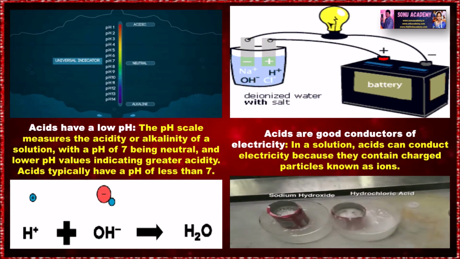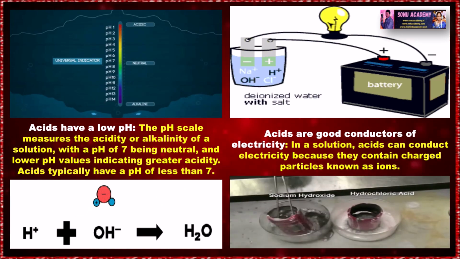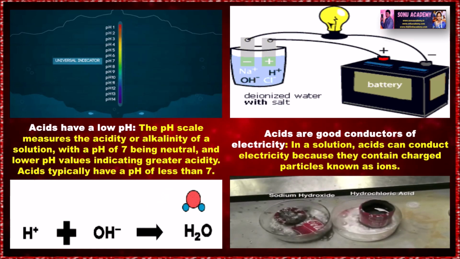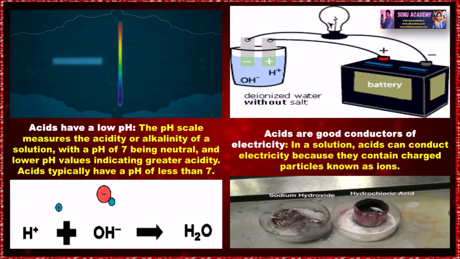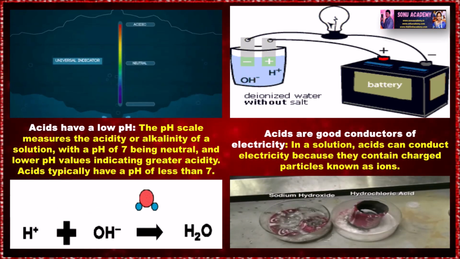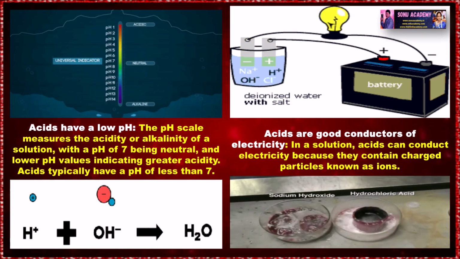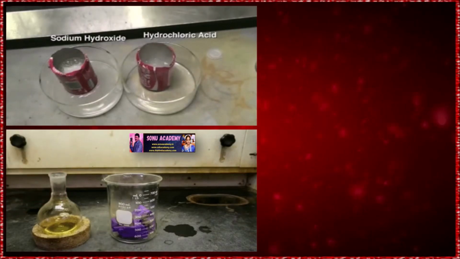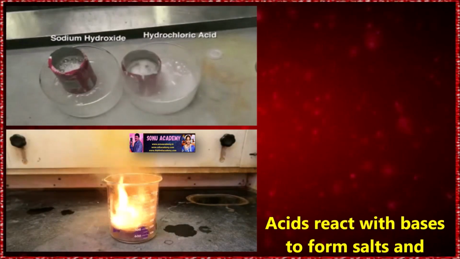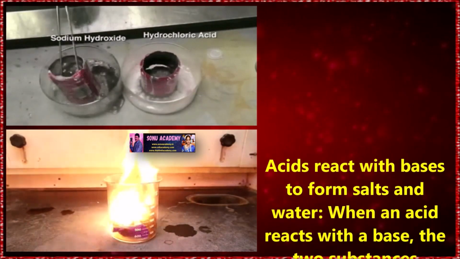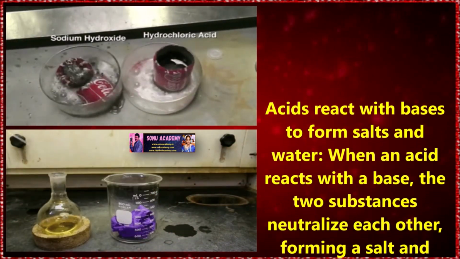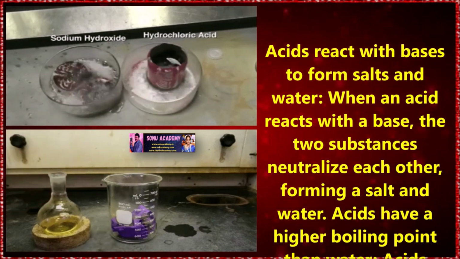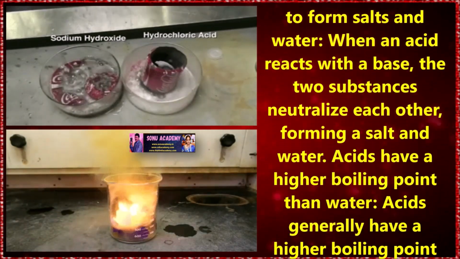Acids have a low pH. The pH scale measures the acidity or alkalinity of a solution, with a pH of 7 being neutral and low pH values indicating greater acidity. Acids typically have a pH of less than 7. Acids react with bases to form salts and water. When an acid reacts with a base, the substances neutralize each other and form a salt and water.